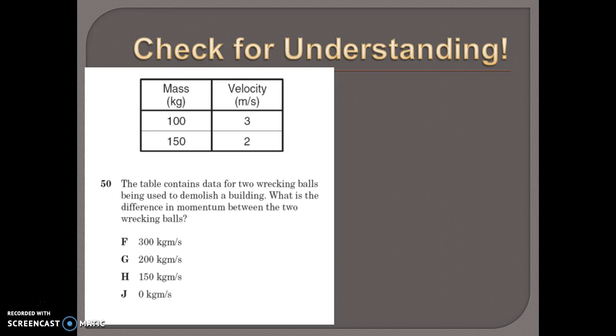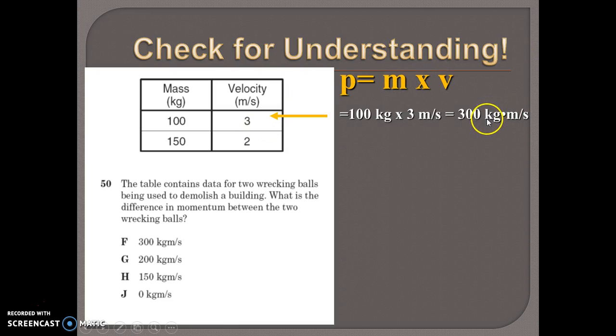Take a moment to look at example number 3, and notice that in the end question, it's asking for the difference in momentum between the two. When we say difference, it means to subtract. So we'll go ahead and find the momentum of this first object by doing our mass times velocity, and you get 300 kilograms meters per second. When you find the momentum of this second object, mass times velocity, you end up with the same momentum. So obviously our answer would be that there is no difference in momentum.